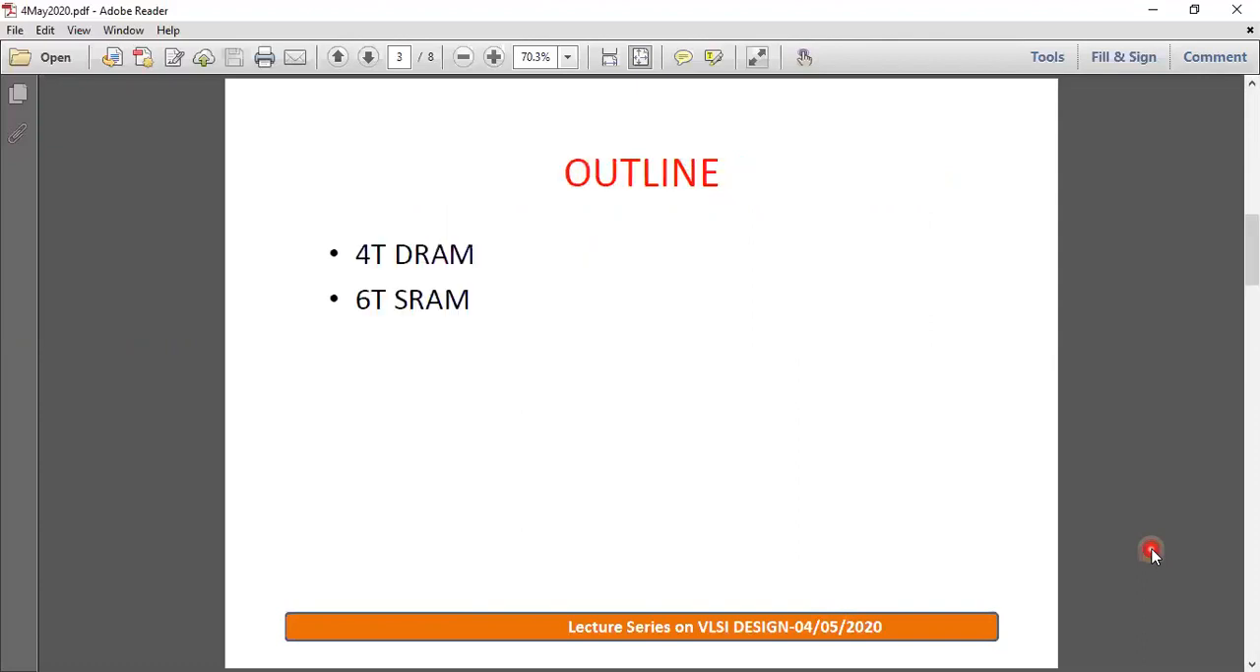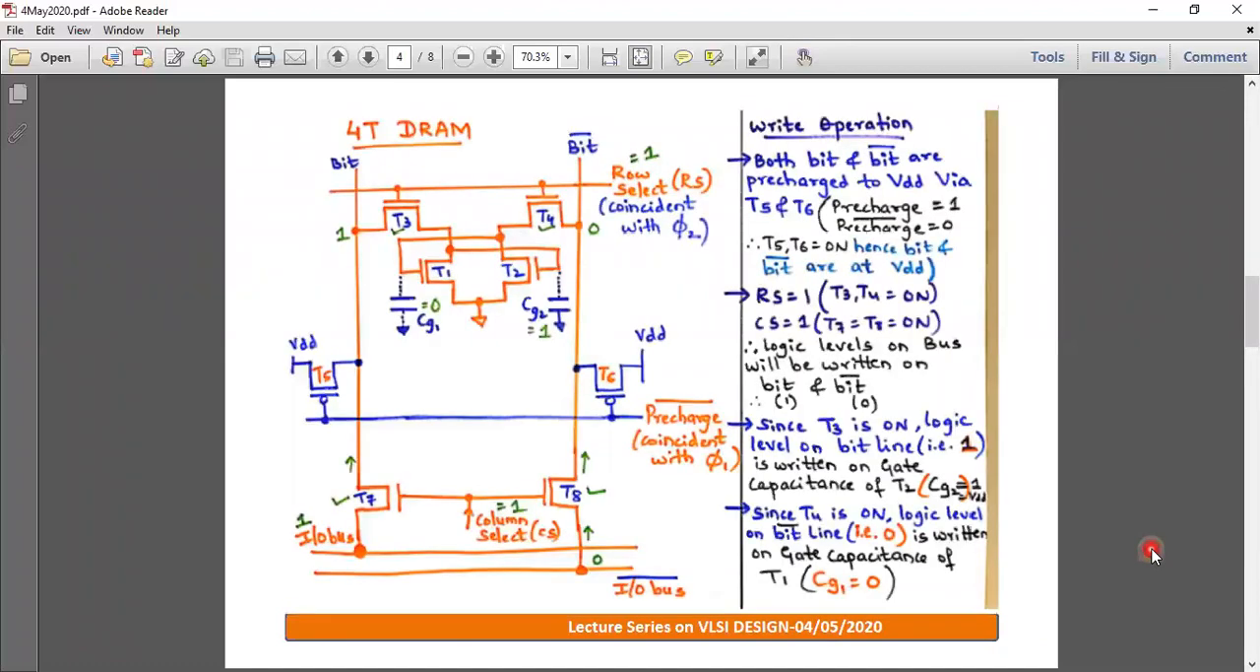So the outline for today's lecture. First we'll study the working of a 4T DRAM cell, and then we'll understand the working of a 6T SRAM cell. So let us begin with the first topic, 4T DRAM, 4 transistor dynamic random access memory.